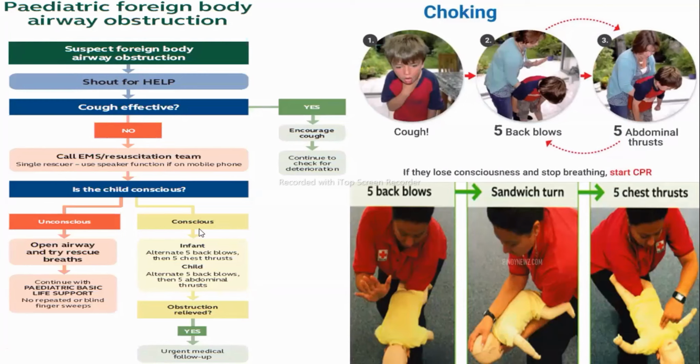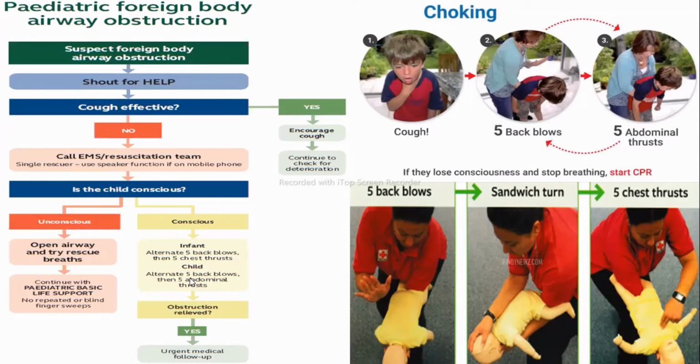Is the child conscious? If conscious, it depends: infant or child. If infant, as we said, you will do 5 back blows and then 5 chest thrusts. So 5 back blows like that, okay, and 5 chest thrusts, okay. So this one for infant: 5 back blows and 5 chest thrusts.